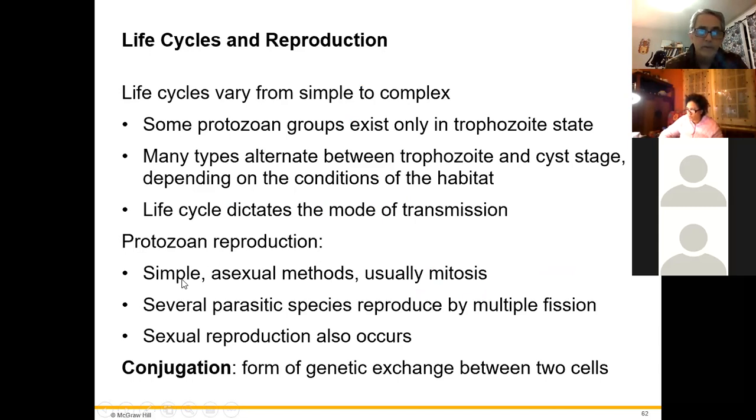Protozoan reproduction can be simple, asexual, usually they just replicate by mitosis. Several parasitic species reproduce by multiple fission. Some sexual reproduction can occur. They can carry out conjugation, which is the exchange of genetic material, which we will see in our section about bacteria. Some species of bacteria can also carry out conjugation. They don't exchange all their genetic material, just some of it.